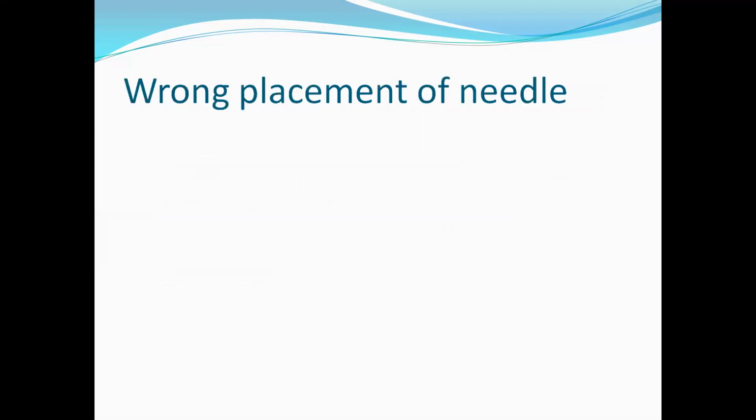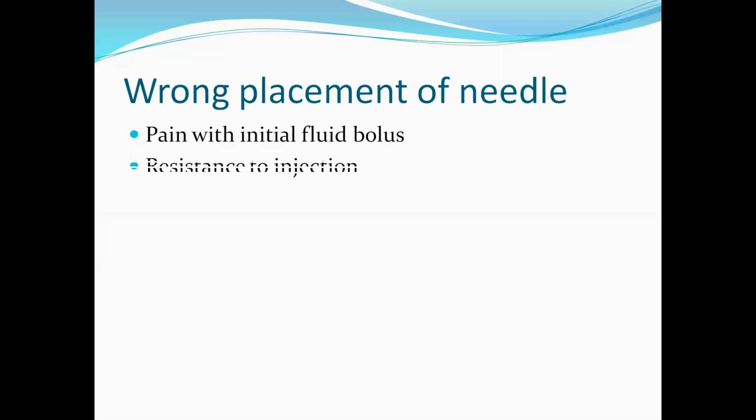If you have placed the needle in the wrong place, that means you are not inside the joint, what will you find? You will have pain with the initial fluid bolus. When you start injecting, the patient will complain of pain because you are injecting at the wrong site. You are not inside the joint. You are injecting into the tissue. When the tissue swells and spreads, that causes pain. There will also be resistance to injection. Yes, in some compact joints you find some resistance, but the resistance is more when you inject into the tissue instead of the joint.